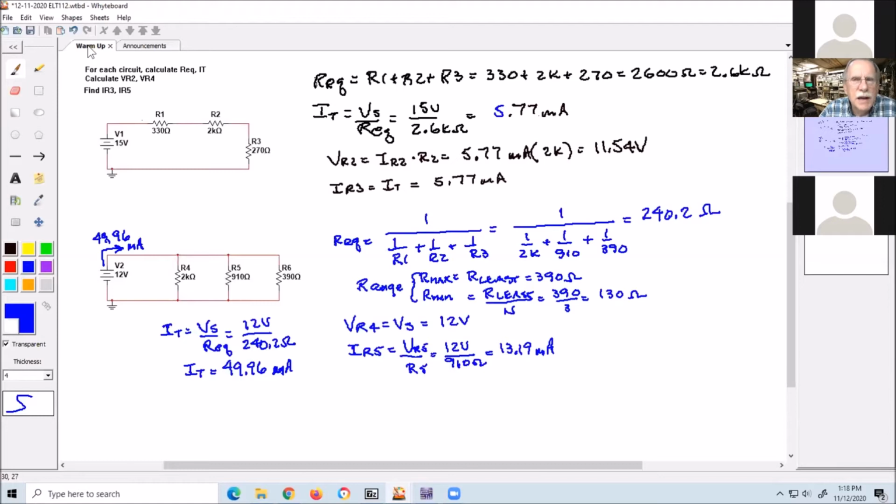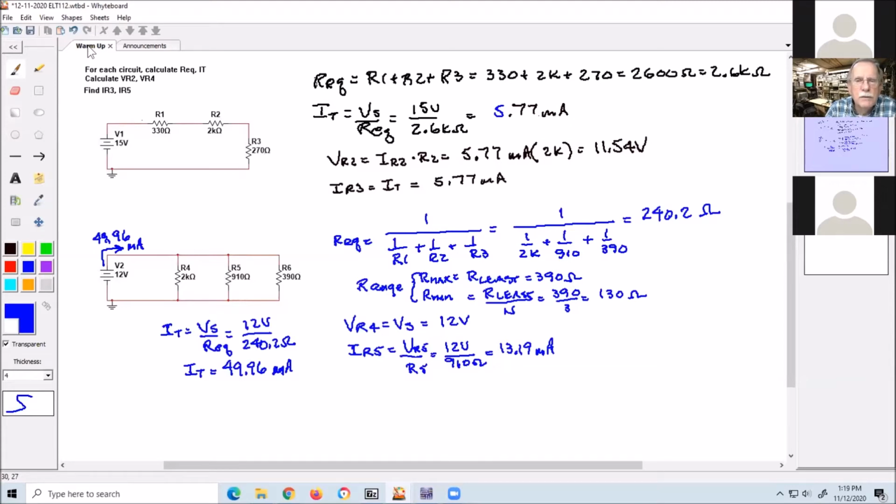Just remember on the exam, if I said to you, like I did today, calculate IR5, you could use Ohm's law, or you could use current division. But if I say calculate IR5 using current division, or using Ohm's law, you must use current division or Ohm's law as appropriate, because what I'm really saying is show me that you understand current division. And if you use Ohm's law, that doesn't prove anything that you know anything about current division.